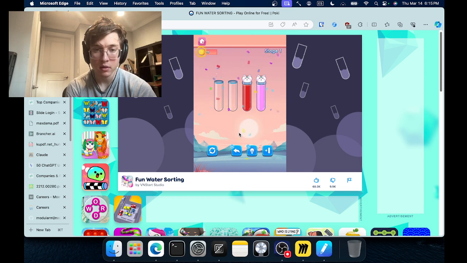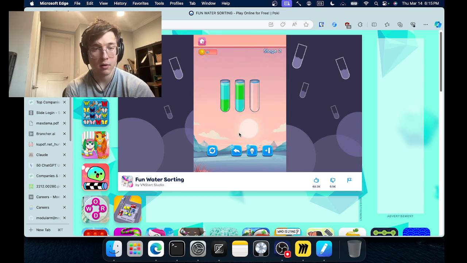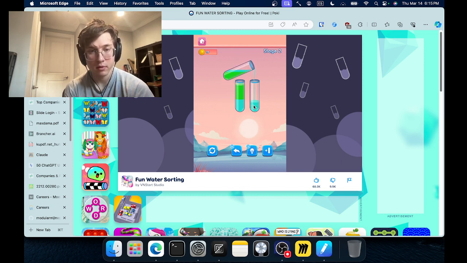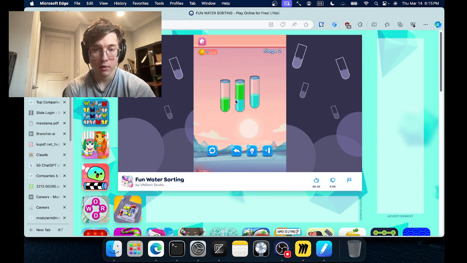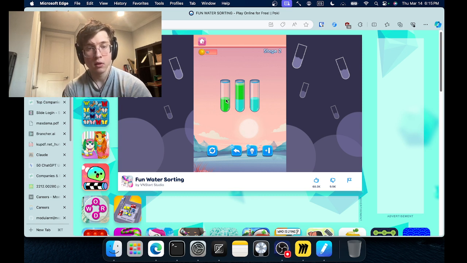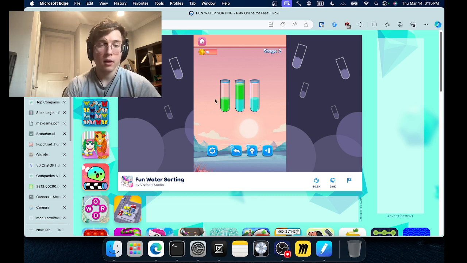Press continue. So in the next level, you can see they actually start out mixed, right? So I'm going to pour the cyan liquid into this one, but I can't pour the cyan liquid back in. So you see they start out mixed, but you can't mix them once you've moved them out. Does that make sense?